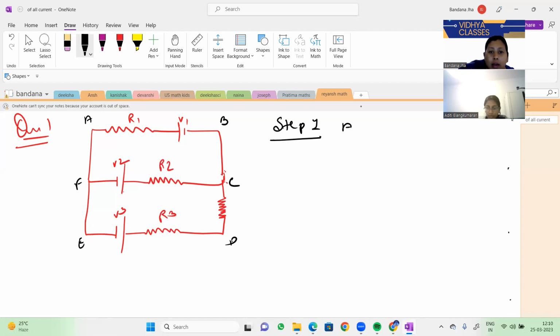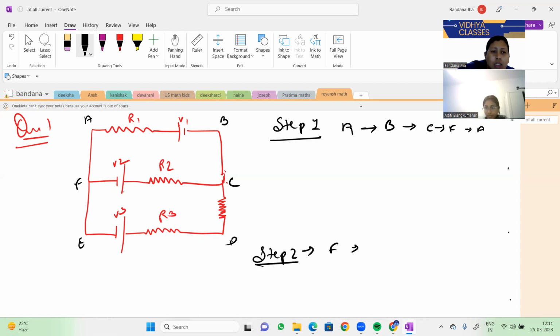How do you want to travel, clockwise or anti-clockwise? Clockwise. Okay, clock is moving in this direction, right? From A, B, C, F, A. The loop should be closed, it should not be open, right? Now the second step, step two.